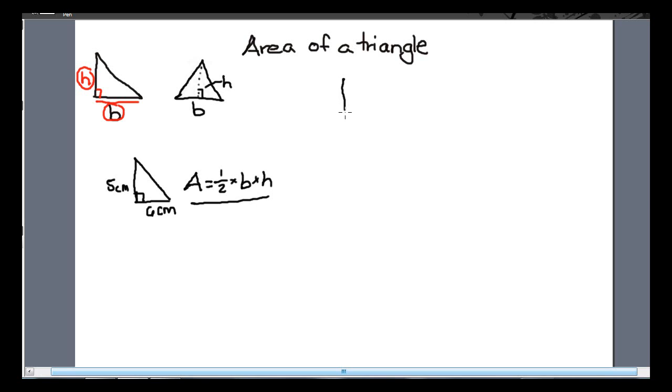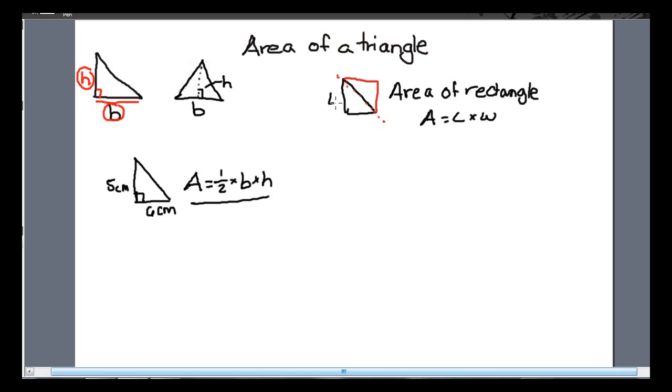If you have a triangle like this, and you were to flip that triangle across some line right here and draw the exact same triangle, you get what appears to be a rectangle. Now, we know that the formula for the area of a rectangle is area equals length times width.